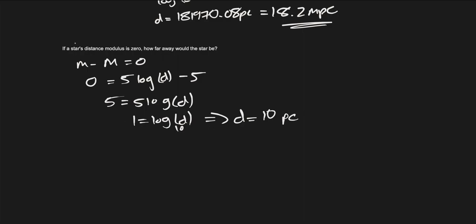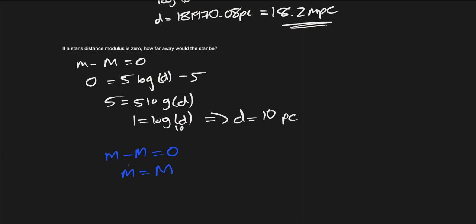So another way you can visualize this is by thinking of apparent and absolute magnitude. If m minus M is equal to 0, then the apparent and absolute magnitudes are equal. That means, as I explained before, absolute magnitude is the observed magnitude 10 parsecs away from the star, but apparent magnitude is the observed magnitude from where you are right now, like in this case the Earth.